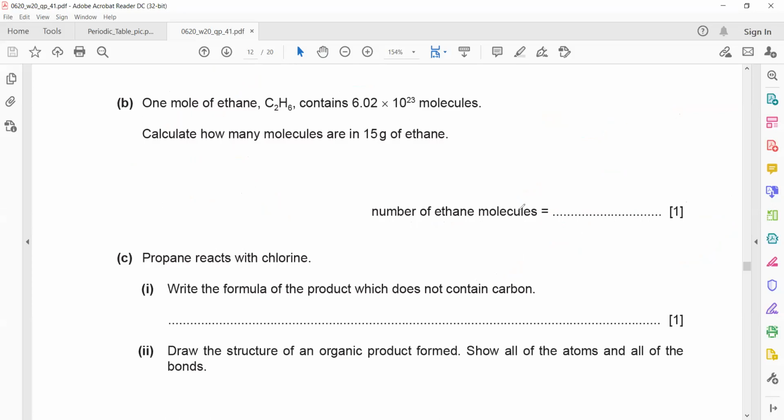So after getting the moles, we multiply, because they already give you the answer that 1 mole contains 6.02 into 10 to the power 23. So if there are 0.5 moles, then it will be X molecules. You cross multiply and you will get the number of molecules.